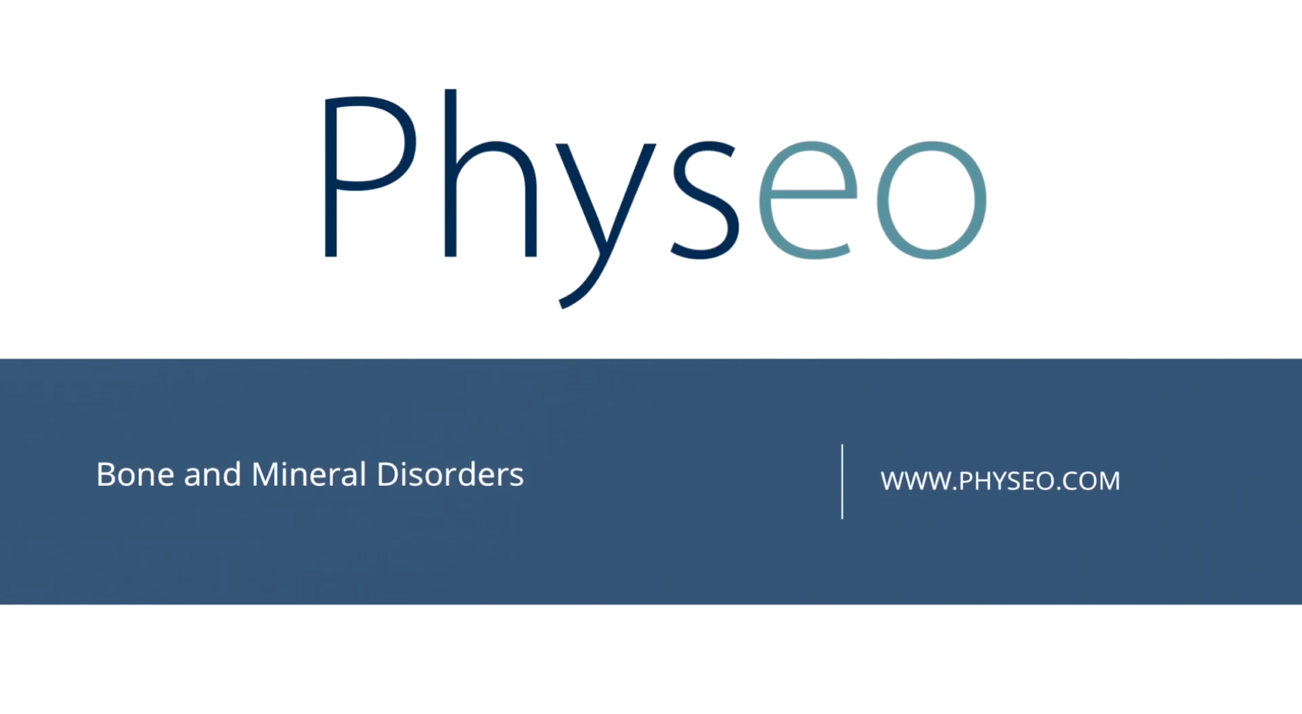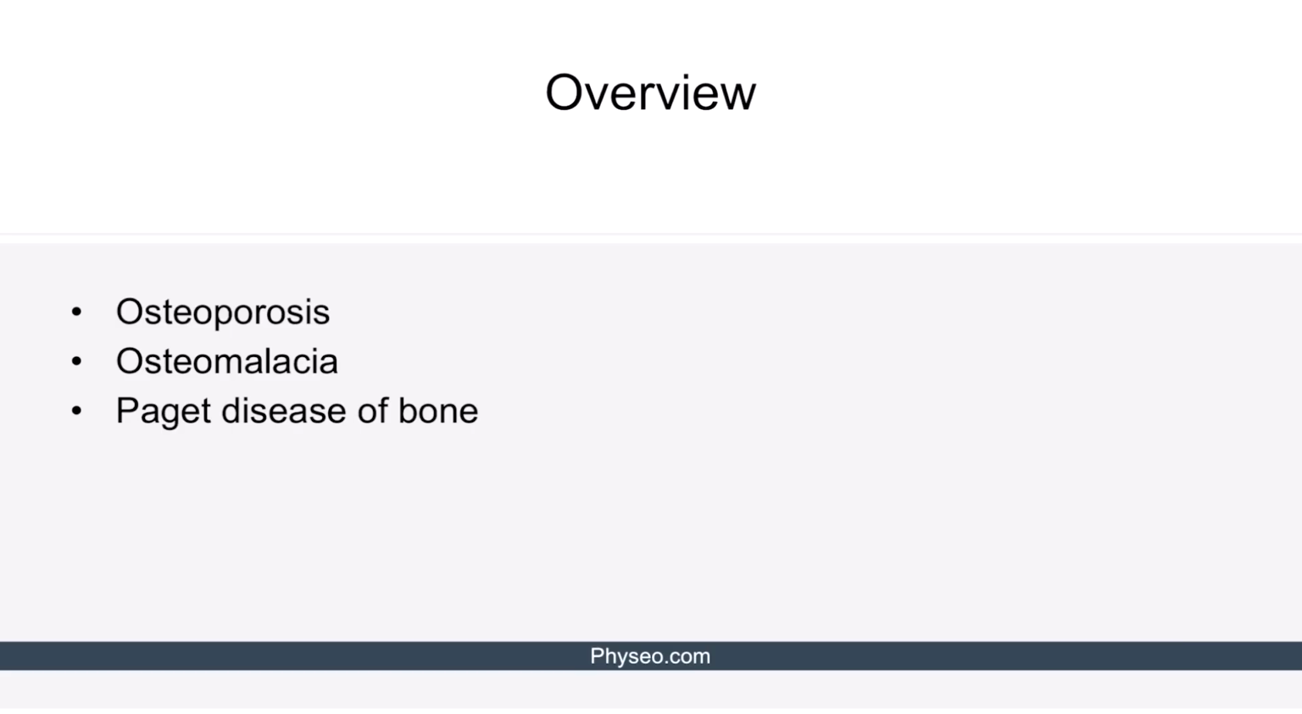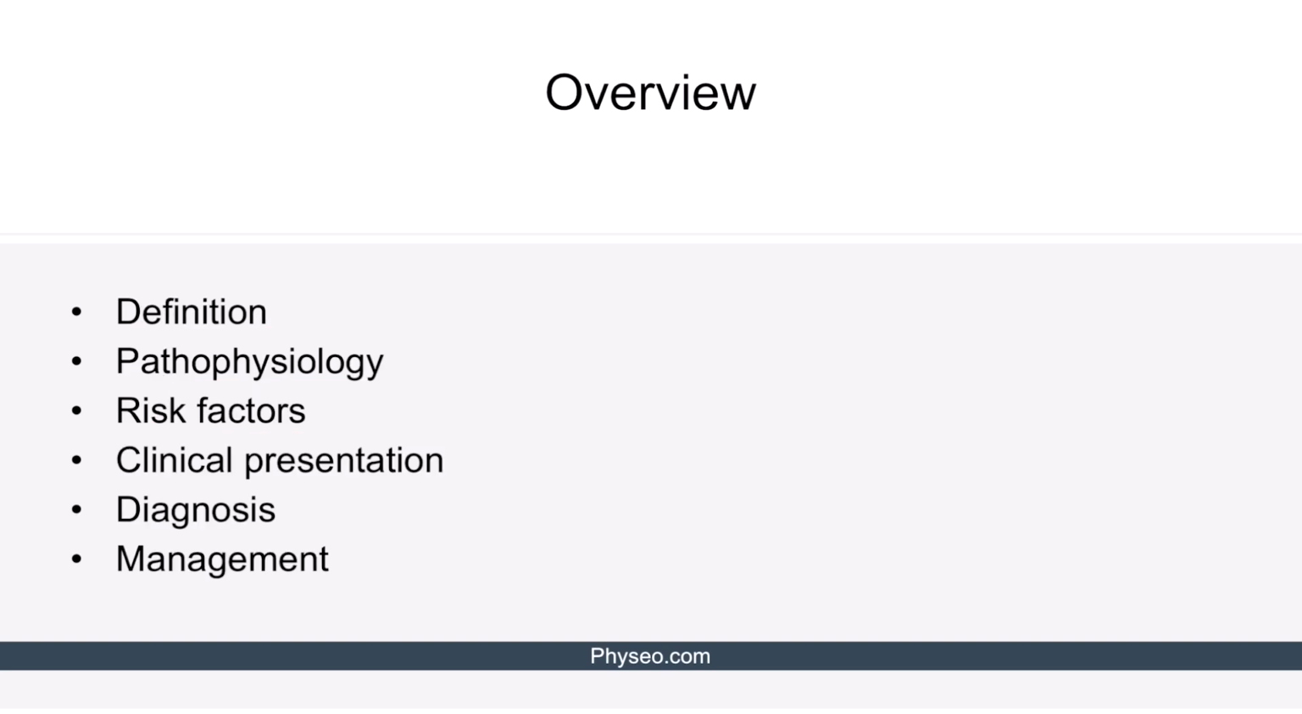Welcome to our video on bone and mineral disorders. In this lecture, we'll be discussing three disease processes: osteoporosis, osteomalacia, and Paget's disease of the bone. In each case, we'll highlight the definition and pathophysiology, the risk factors, how it presents clinically, as well as the diagnosis and management. So let's start with the definition of osteoporosis.